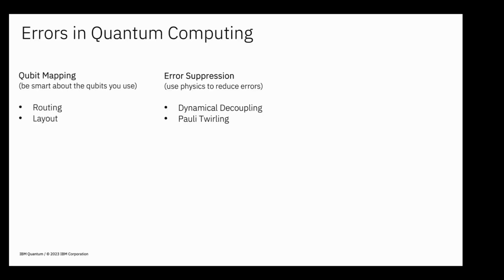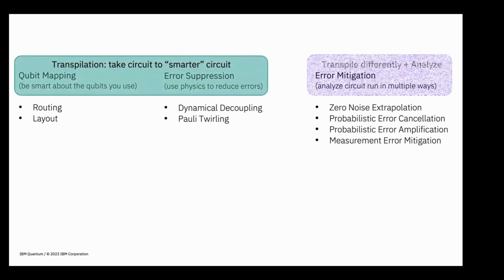So I'm going to go back to one of the slides that Nick had, where he was talking about the portions he covered, and really error suppression and error mitigation are the two things that I will cover. In error suppression, I will go through dynamical decoupling and Pauli twirling. The twirling idea will come in later as we talk about probabilistic error cancellation and amplification. I will also talk about measurement error mitigation and zero noise extrapolation.